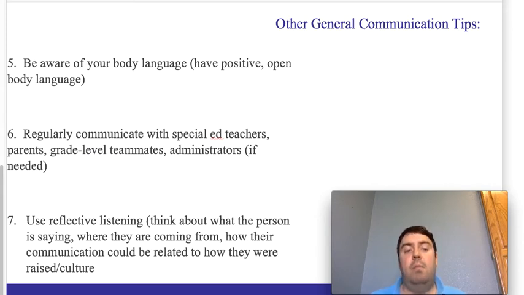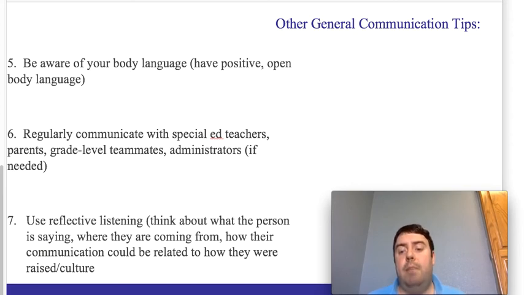Same thing with parents. Have regular communication with parents. Send home, at least as much as possible, a weekly form of communication. It could be just a simple note. It could be a graded paper with a comment on it. There are different programs now that teachers can use to text comments to parents, like Class Dojo, for example. Or there are teleparent programs where they can send home a recorded message to parents. And so having a way to regularly communicate with parents is very beneficial.